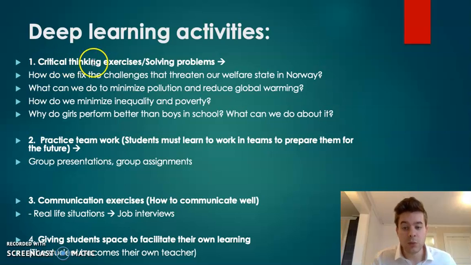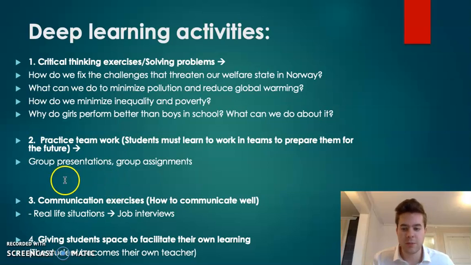So first of all, some critical thinking exercises like solving problems. How do we fix the challenges that threaten our welfare state in Norway? What can we do to minimize pollution and reduce global warming? How do we minimize inequality and poverty? Why do girls perform better than boys in school? What can we do about it?